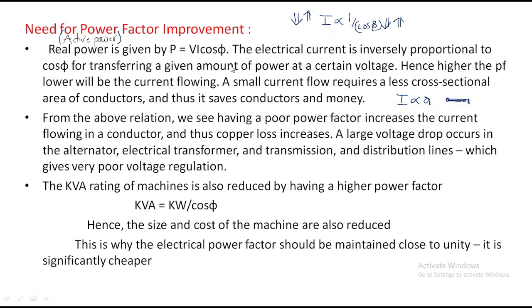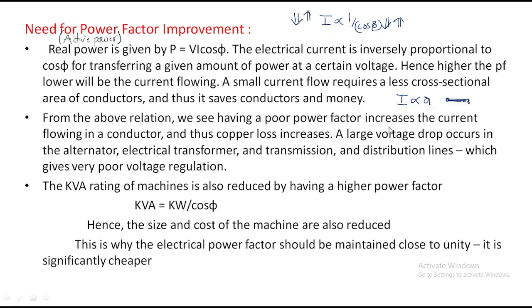Understand? So in the first point, the current is inversely proportional to the power factor. If the power factor value is high, the load will take less current. Less current means less cross-sectional area of the conductor, and by that we save the conductor as well as money. This is the first advantage of power factor improvement.